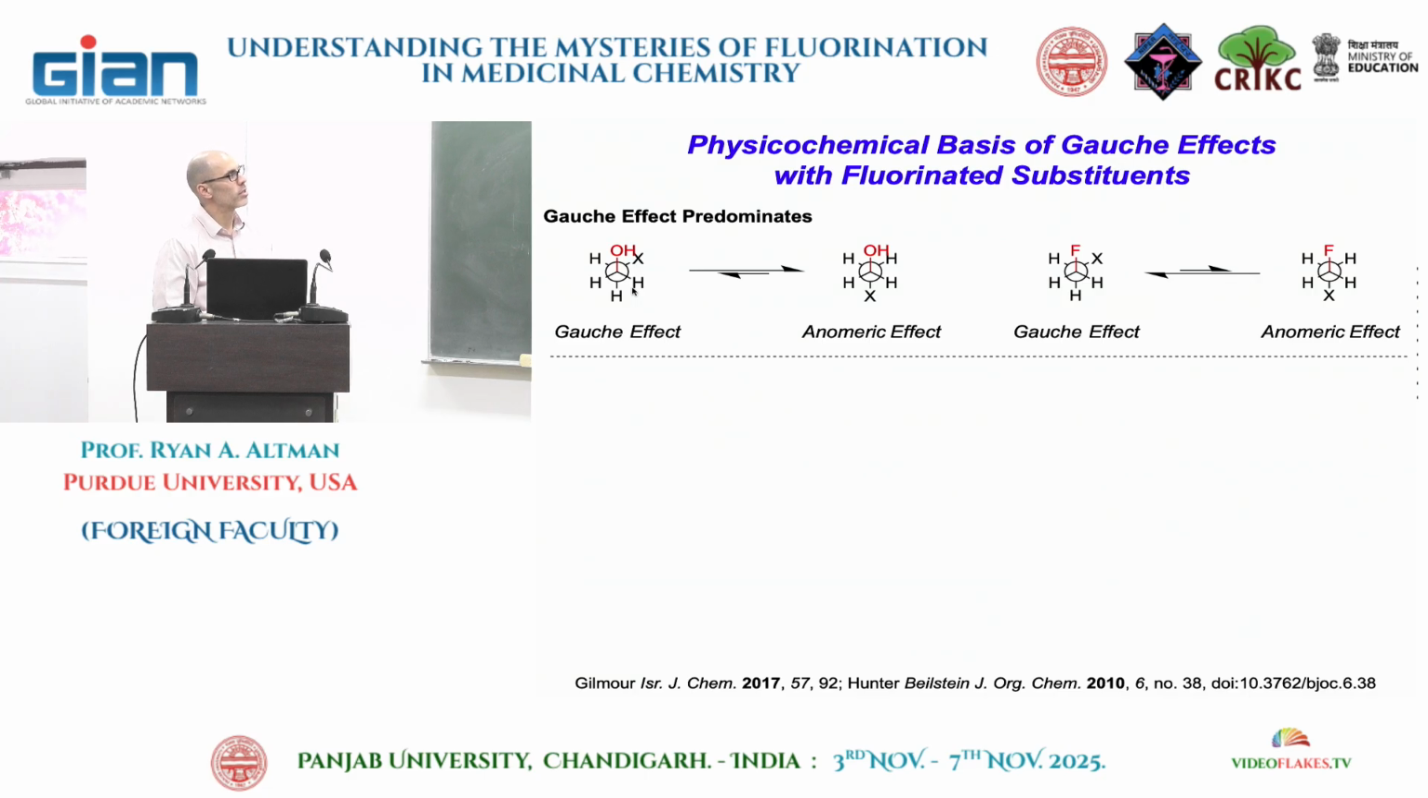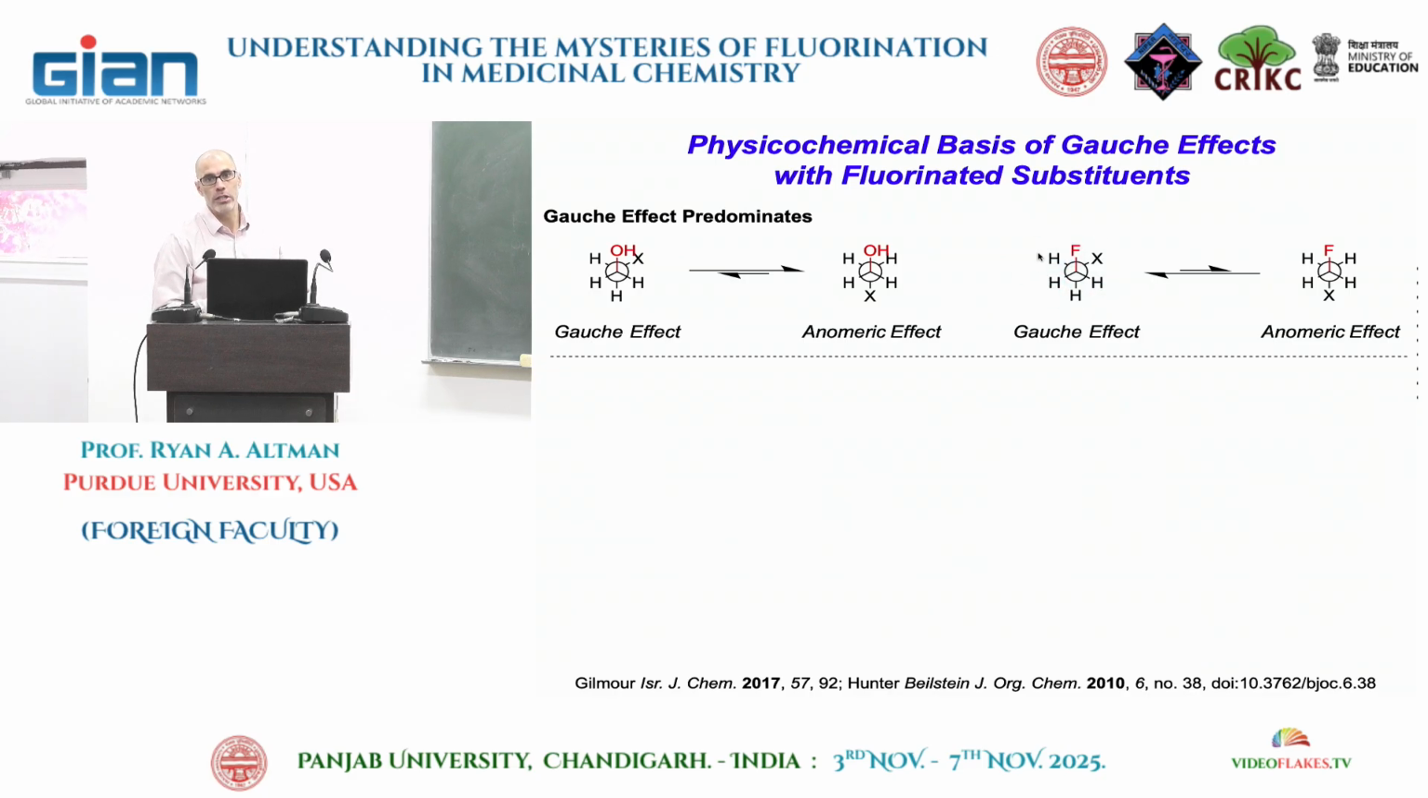Fluorine prefers to exist in a gauche conformation. So gauche meaning these are 60 degrees apart, the X and the fluorine group. And so the equilibrium here will lie in the opposite direction. That's an important conformational control element for the simple model system. We just have hydrogen, hydrogen, hydrogen, hydrogen around the ring.